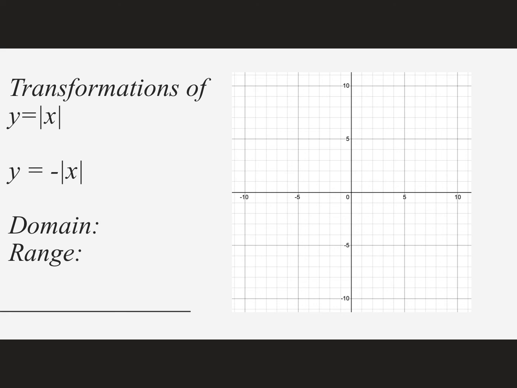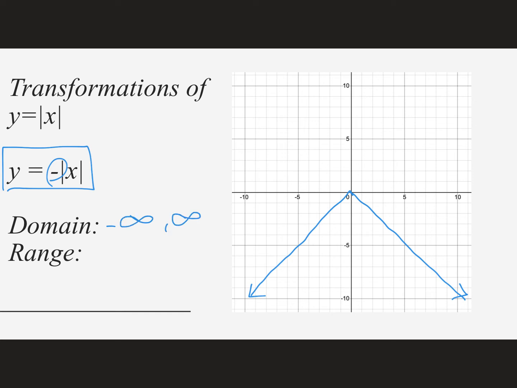So now let's talk about some different transformations. What if I'm looking at this transformation where I'm looking at y equals -x? That negative in the front simply flips our graph. So instead of being upright, it's going to be on the bottom. Our domain is still going to be -infinity to infinity. Our range now, though, is going to be -infinity to 0.